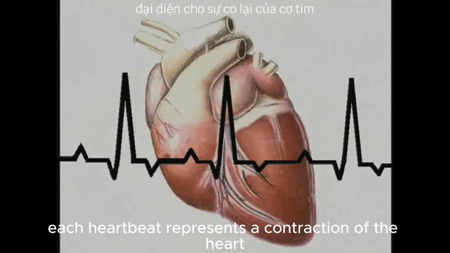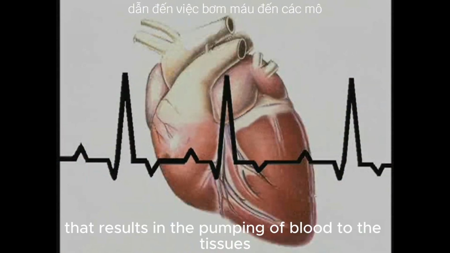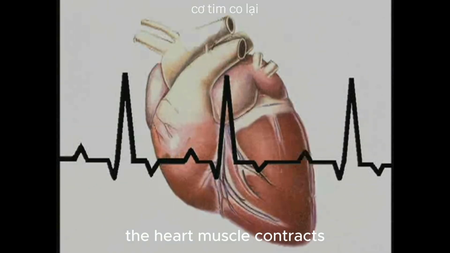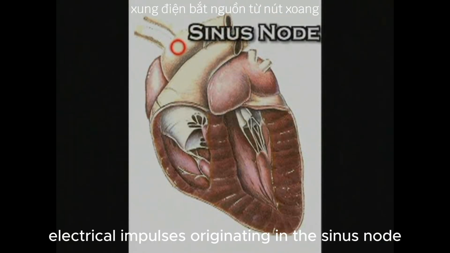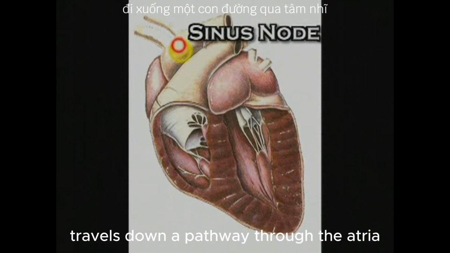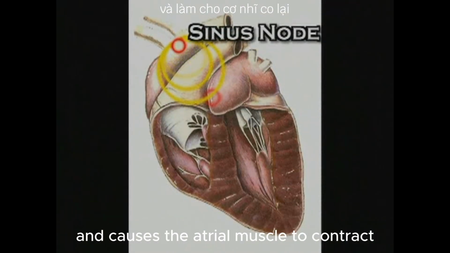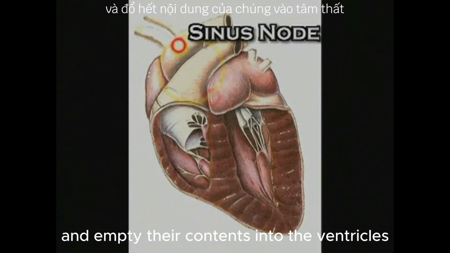Each heartbeat represents a contraction of the heart muscle that results in the pumping of blood to the tissues. The heart muscle contracts in response to an electrical impulse. Normally, electrical impulses originating in the sinus node travel down a pathway through the atria and cause the atrial muscle to contract and empty their contents into the ventricles.